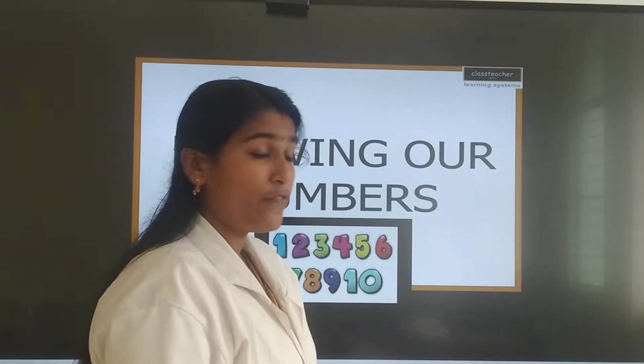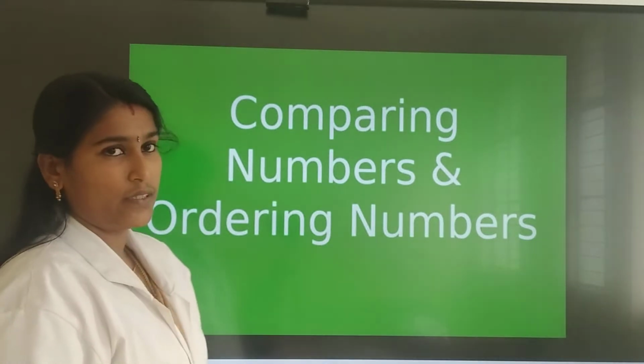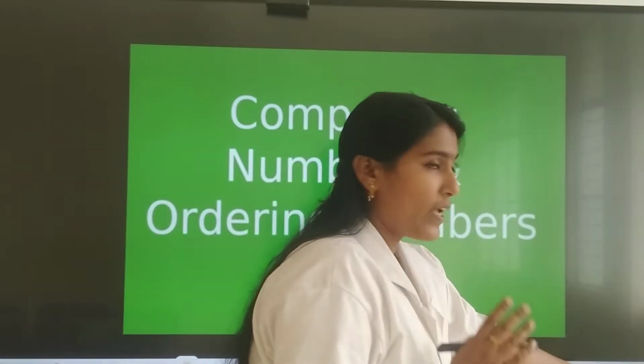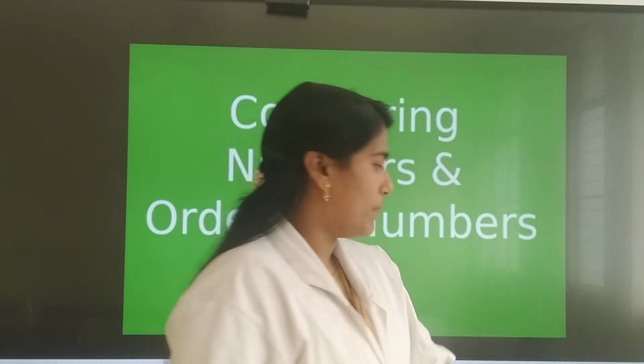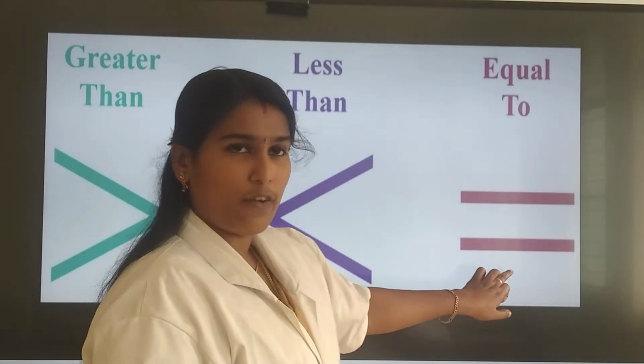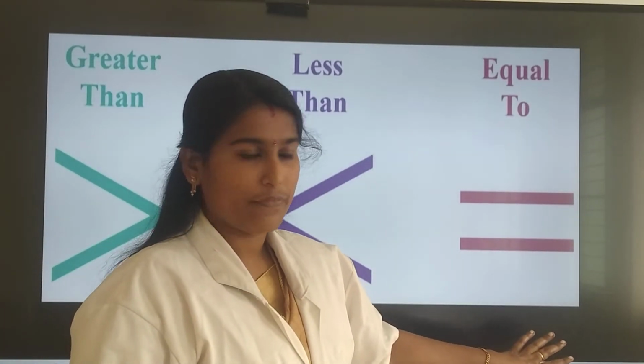Here we are going to learn about comparing numbers and ordering numbers. What is the first concept? Comparing numbers and ordering numbers. So what do you mean by comparing? Comparing means to check if a number is greater than, less than or equal to the other number. So for comparing we use three symbols: greater than, less than and equal to. These are the three symbols used for comparing.